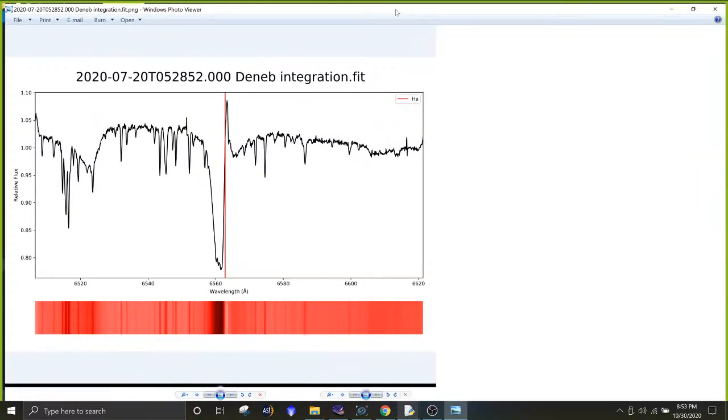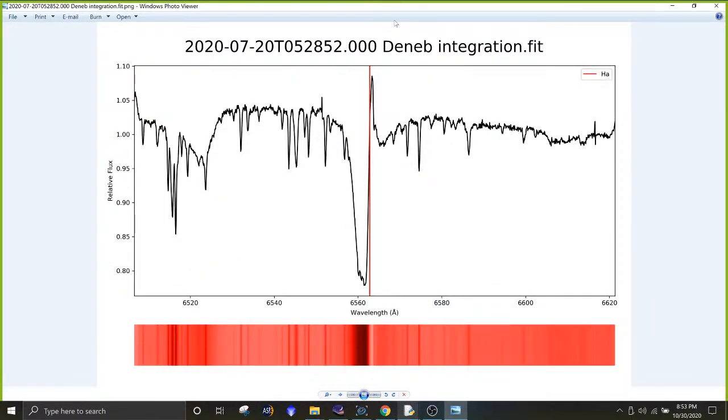Okay, I think it's very readable. Yeah, so there's an interplay of different processes going on within the star. These are both hydrogen alpha related, and the difference in lambda is because of redshift and blueshift.